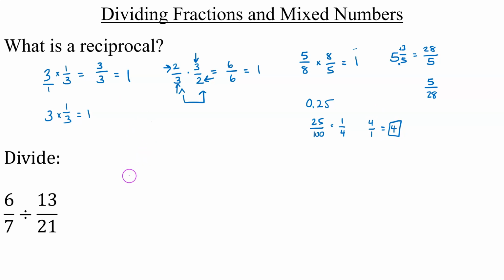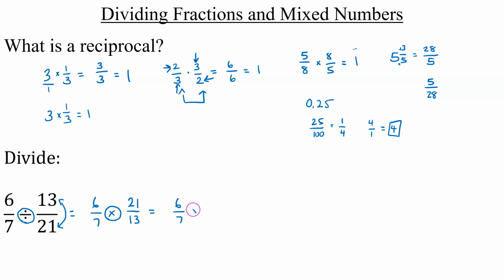So this becomes relevant when we are dividing fractions, because if you are dividing a fraction by another fraction, that is the same thing as multiplying by the reciprocal of the second fraction. So I'm going to change the sign from division to multiplication, and when I do that, I'm going to take the reciprocal of the second fraction. So 6 divided by 7 times 21 over 13.